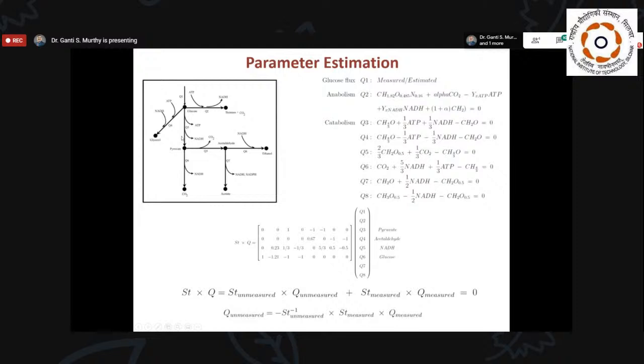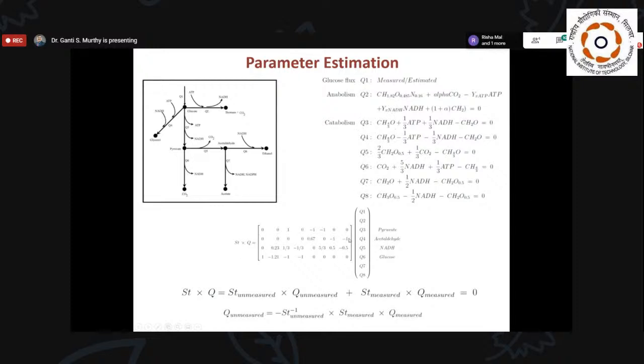Now, if you think about it, I can represent each of these reactions. For example, the glucose flux, the Q1 that you see here, is something that I can measure, because I can measure glucose very easily in a solution. And then there is anabolism, which is the making of this biomass, that is Q2. Catabolism is the use of this glucose for all the other reactions, so that is Q3, Q4, Q5, Q6 to Q8. So all these reactions.